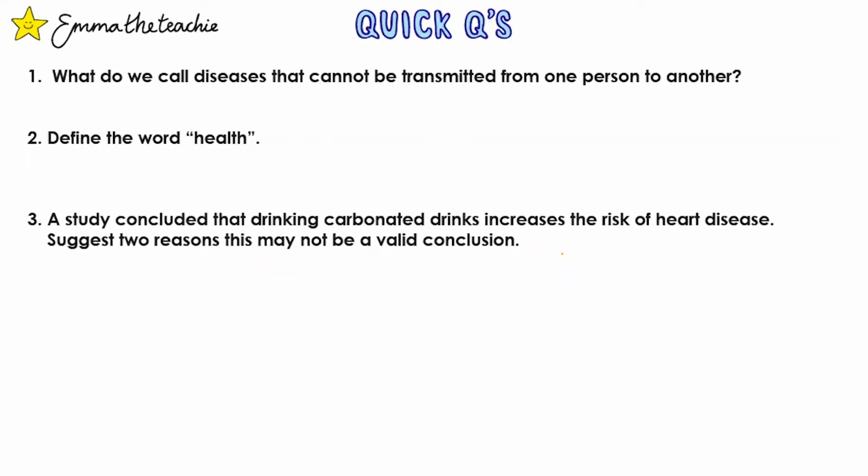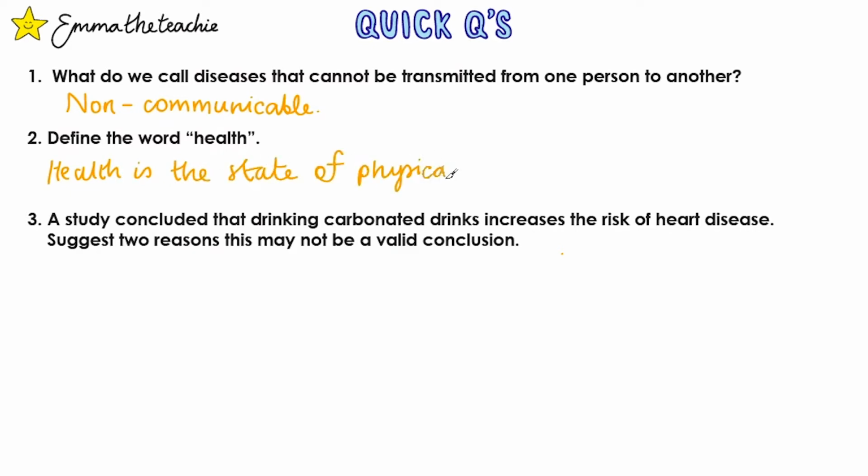Now let's test what you've understood. Just pause the video and try these quick questions, and when you're ready, press play and we'll go over the answers together. Ready? 1. What do we call diseases that cannot be transmitted from one person to another? These are non-communicable diseases. 2. Define the word health. Health is a state of physical and mental well-being.